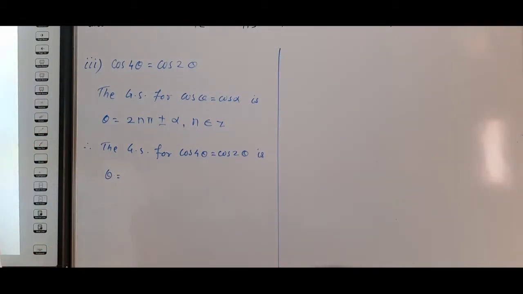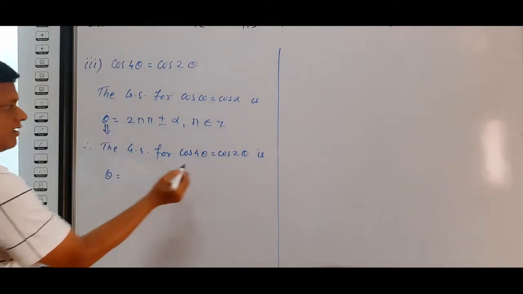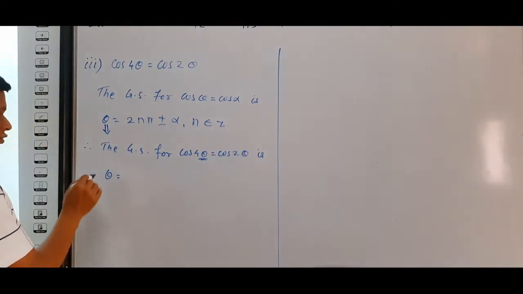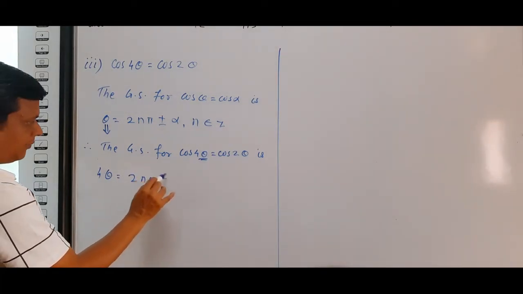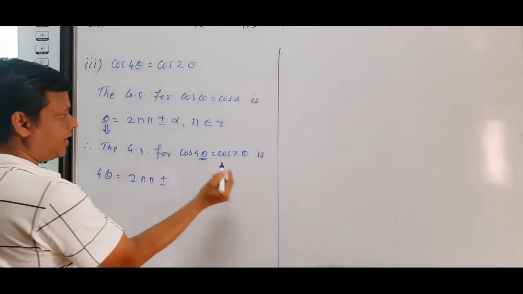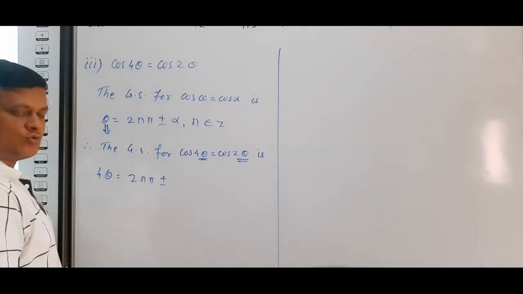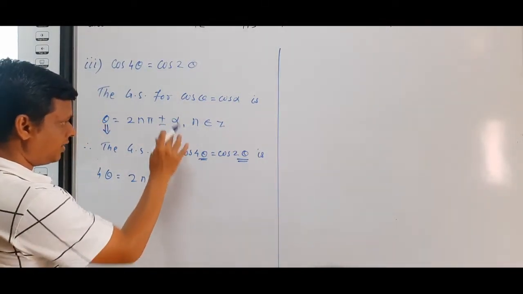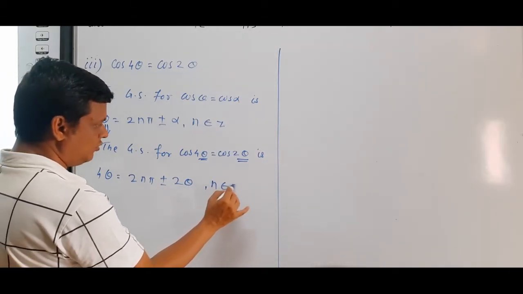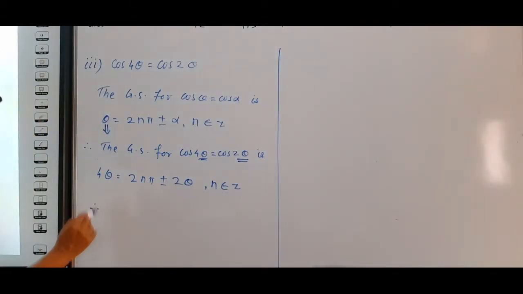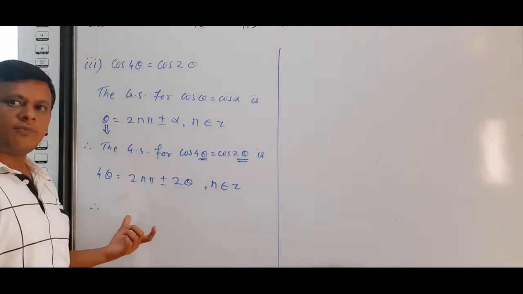Here in place of theta in our problem we have 4 theta, so we write 4 theta equals twice n pi plus or minus alpha, and in place of alpha, in our problem the angle is 2 theta, so we write 2 theta. n belongs to z. Now, while calculating the general solution, we require the value of theta.